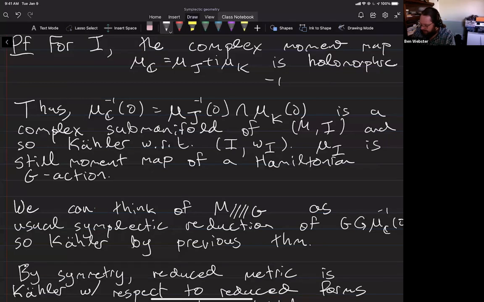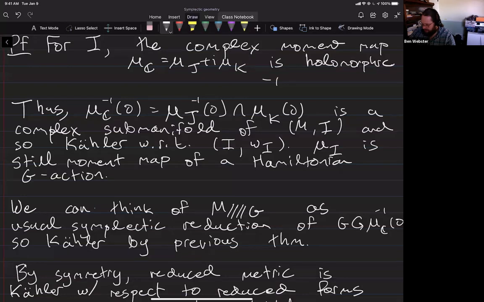All right, so I can think of this hyper-Hamiltonian reduction, instead of intersecting the three moment map levels all at once and modding out by G, as first setting the second two moment maps to zero, and then doing a Hamiltonian reduction with respect to mu I. So actually this triple guy is on mu C inverse of zero. I restrict to the zero level of the moment map mu I, and I mod out by G.